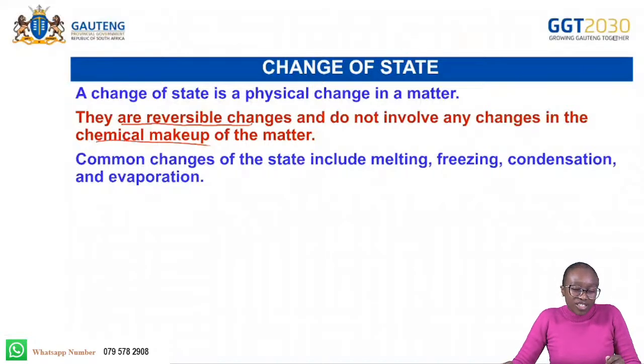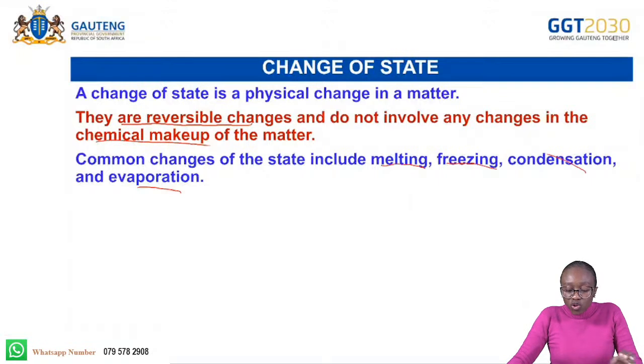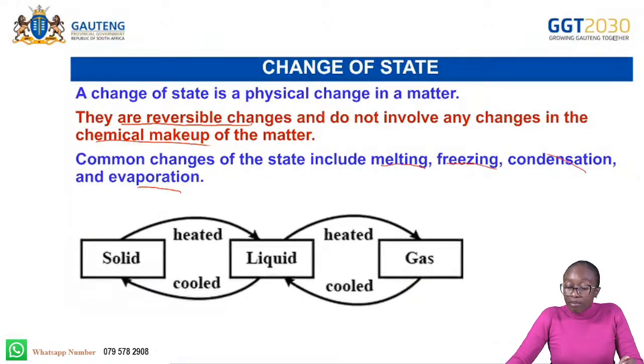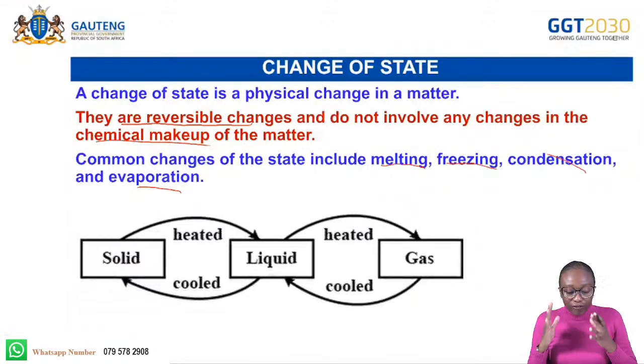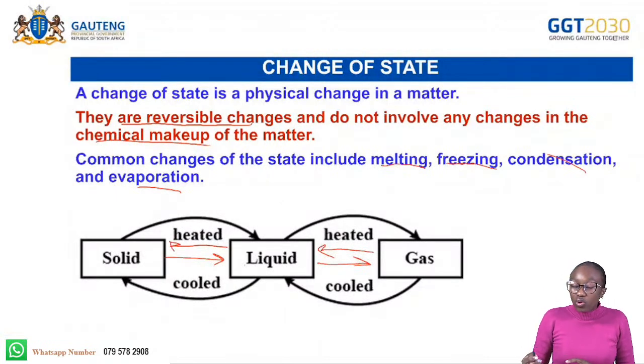What are some examples of these changes? The common changes include melting, freezing, condensation, and evaporation. So these four changes are reversible and they don't involve any chemical change in the matter. Right, so I've got a diagram here. When we talk of physical change, we're talking about a change in the physical aspect of the matter. So when a solid changes into a liquid, or when a liquid changes into a gas, or when a gas changes into a liquid and a liquid changes into a solid.